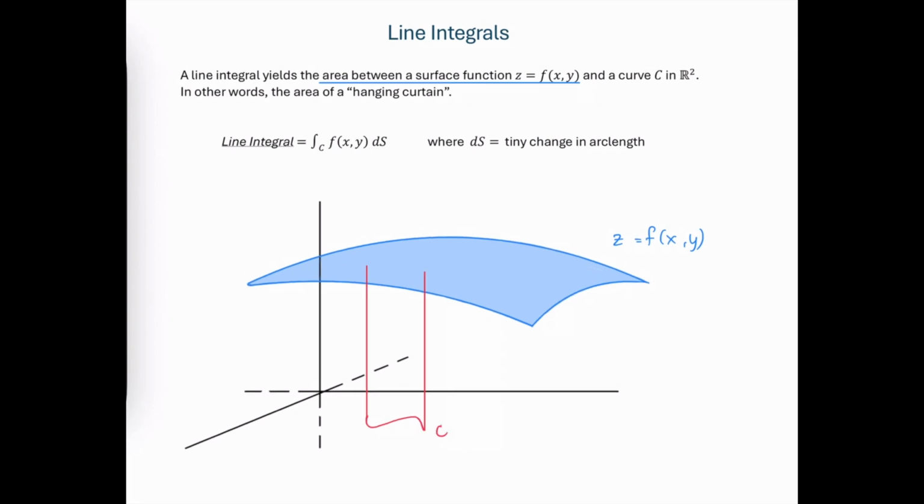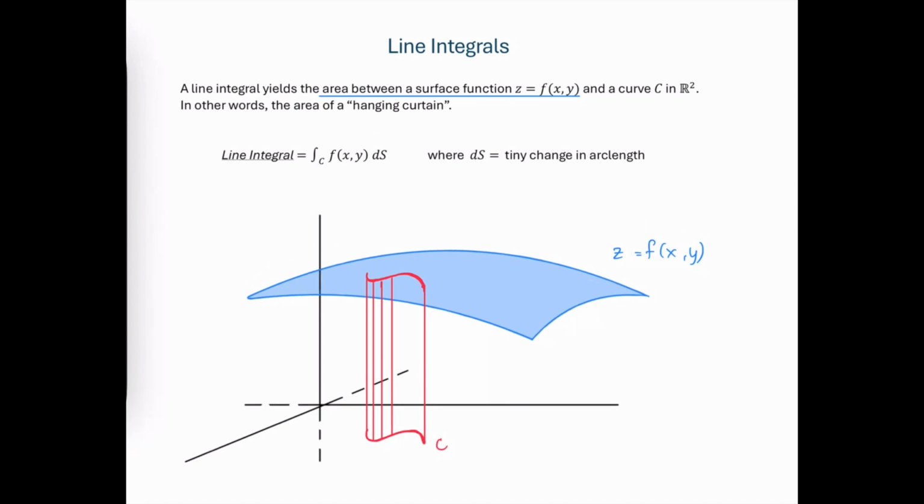And let's think about flying each of the points on the curve C up to the surface to see what their corresponding outputs are. We can think of this as a curtain-like shape, and a line integral is going to give us the area of this hanging curtain.